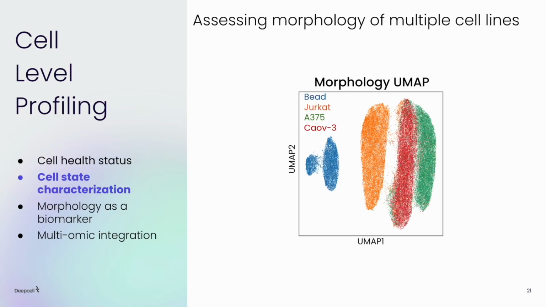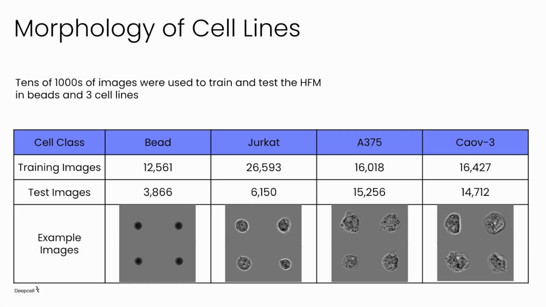Let's first look at a simple dataset, which is comprised of polystyrene beads, two cancer cell lines, the A375 melanoma and CALB3 ovarian cancer cell lines, and an immune cell line, the Jurkat T lymphoblast cell line. Each class has distinct morphological features, with the highest visual similarity among the cancer cell line images. Images were mixed in silico, with representative images from each class shown in this bottom panel.